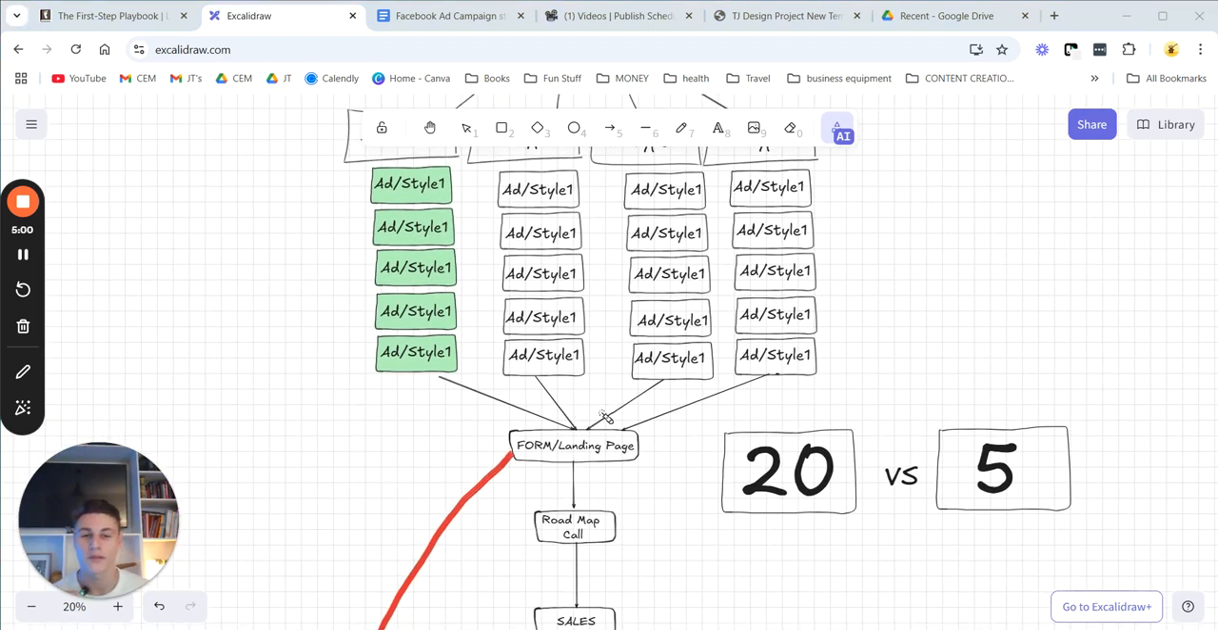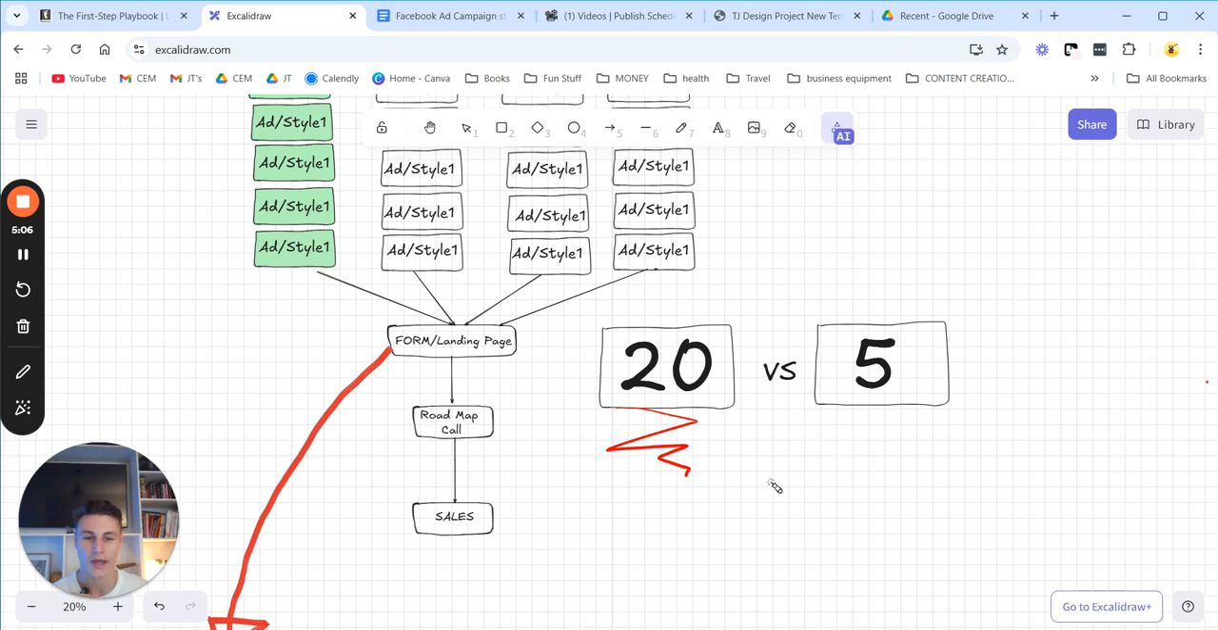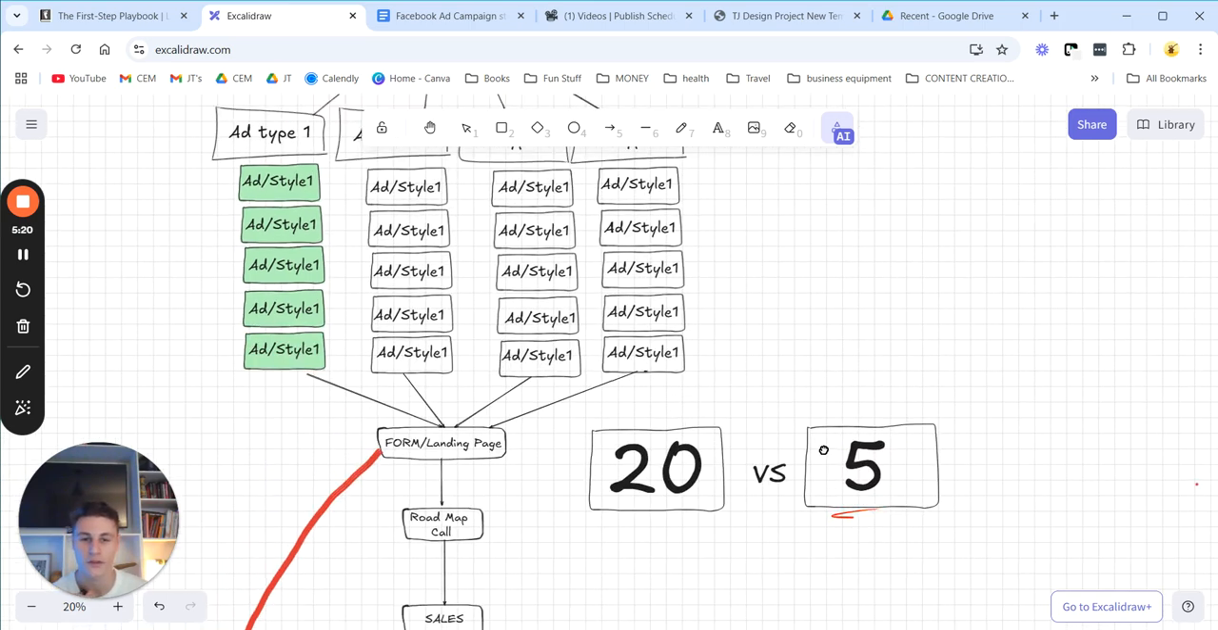The reason we're able to do this is because we've had so much practice scaling for our clients. So it obviously makes sense: if we have 20 ads versus 5, what is the probability that we're going to have a winning campaign that gets us crazy amounts of leads at such a low cost per lead and smashes our return on ad spend if we only have 5 variations to test?